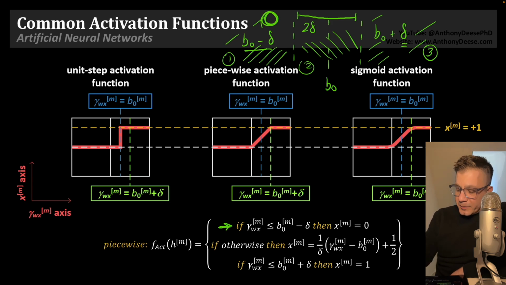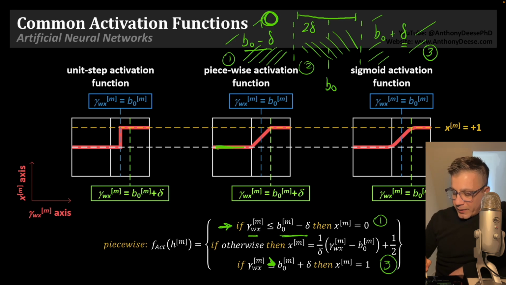Essentially, when we're over here, the weighted sum of the synapse weights and inputs will be less than or equal to b sub 0 minus delta, and for that we end up with an output of 0. So that's region 1. Let's skip over to region 3 for a second. I apologize, there's a mistake. This should be greater than or equal to.